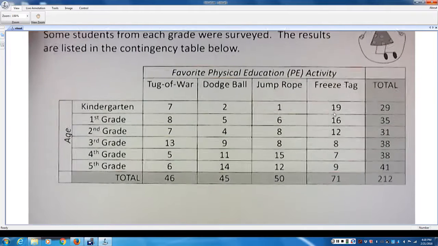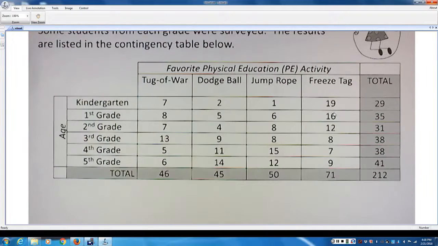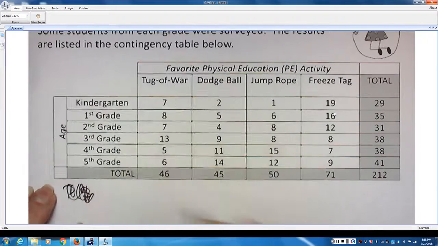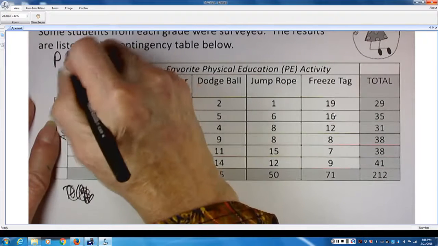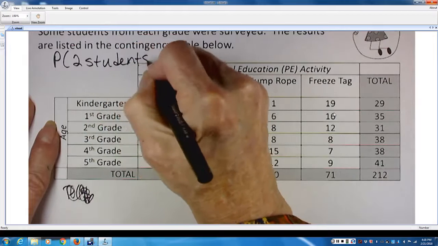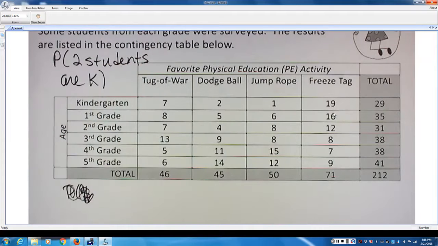What's the next question that y'all have? What is the probability that 2 students selected at random are in kindergarten? Okay. Okay, probability 2 students selected at random are in kindergarten. Does it say with or without replacement?